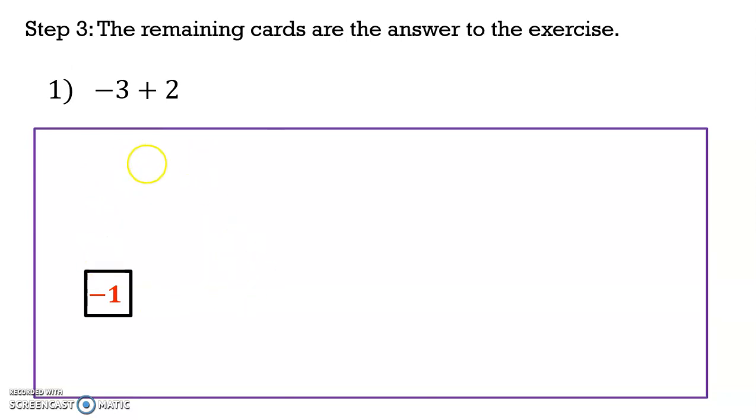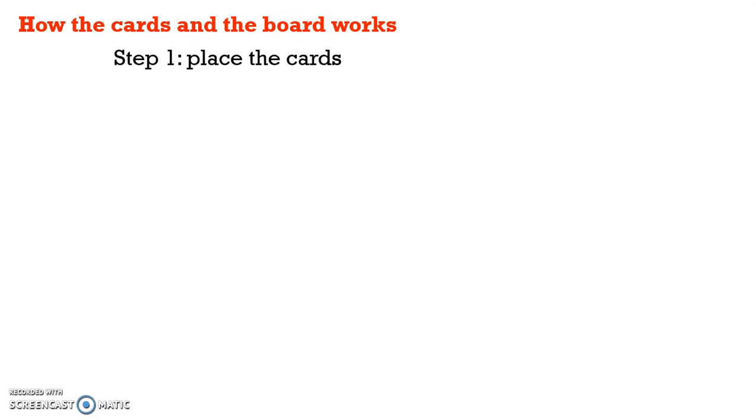So the remaining card that is in here, or the cards, in this case is just one, is going to be the answer to our exercise, meaning that minus 3 plus 2 is going to be equal to minus 1. So this is our first example. If you didn't understand, you can watch it again. Go back to the video, check that again. Let's go to our second example.